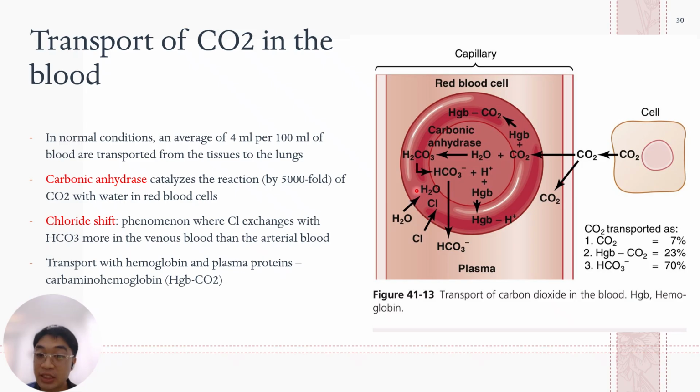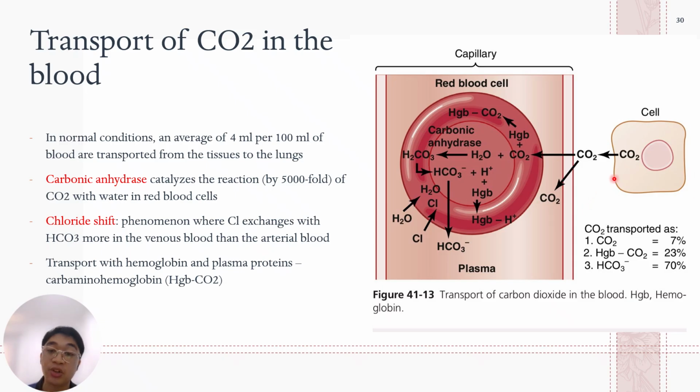This bicarbonate is eventually shifted out of the red blood cell, but in turn, chloride ions will also go inside. There is an exchange between chloride and bicarbonate. This shifting of chloride inside the cell and bicarbonate outside the red blood cell is what you call the chloride shift. This is more prominent in venous blood because, understandably, venous blood contains more carbon dioxide than arterial blood.